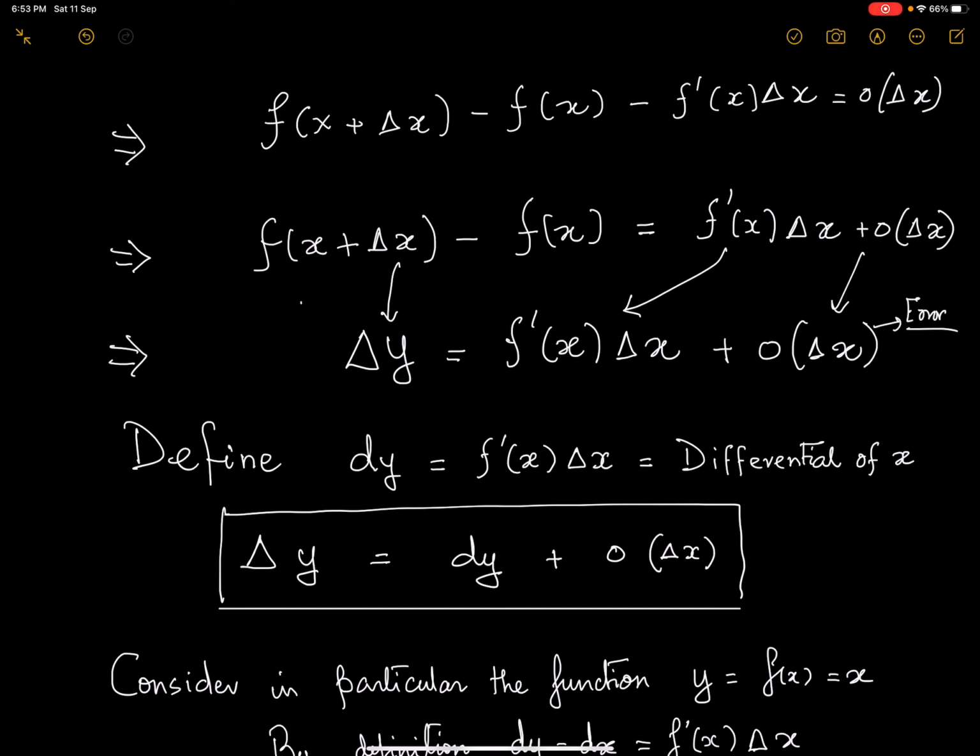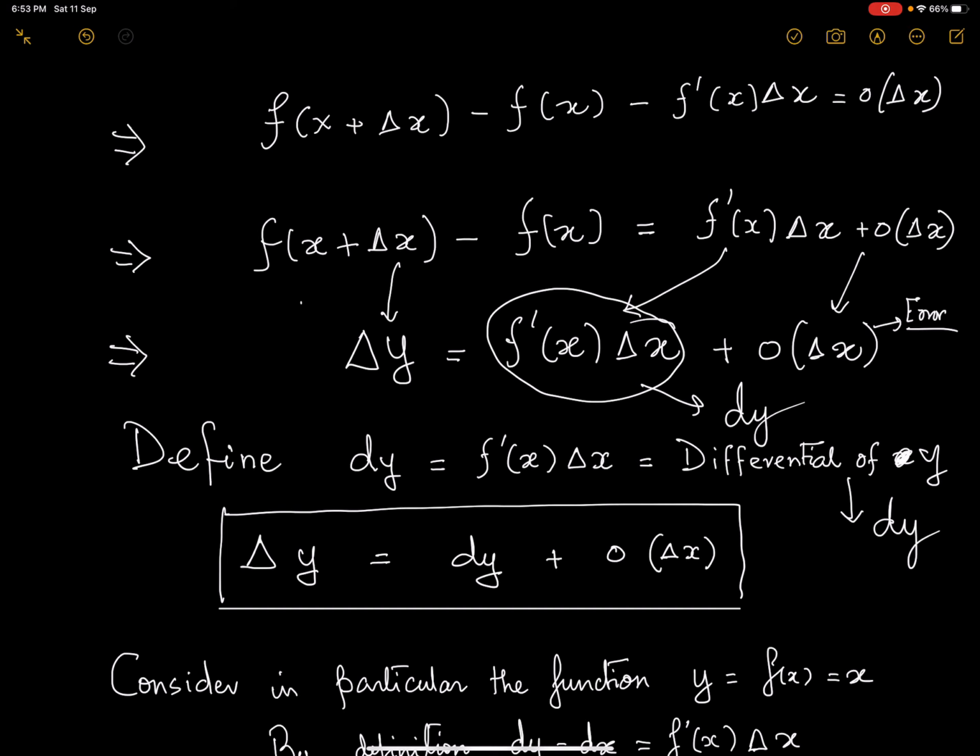Courant and John defined dy, the differential of y. So the differential of y is dy, and that dy he defined as f'(x) Δx. So this portion is defined as dy, the differential of y. So Δy, the change in y, is the differential of y plus some error.